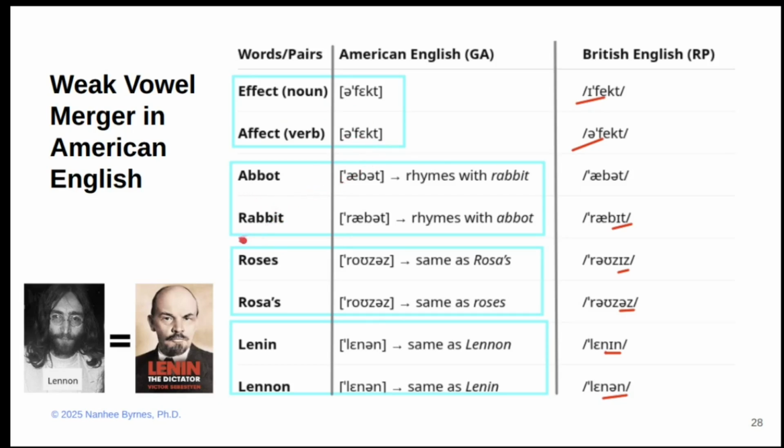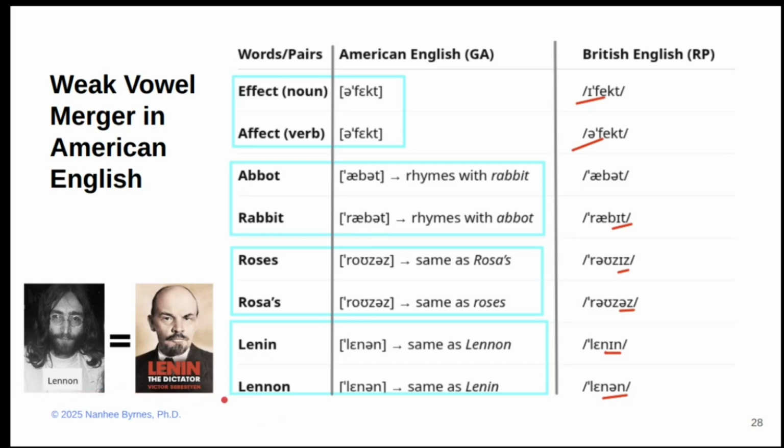Abbot and rabbit can rhyme because the second syllable reduces to a. Roses and rosas often sound identical. Even Lenin and Lenin can merge into Lenin.